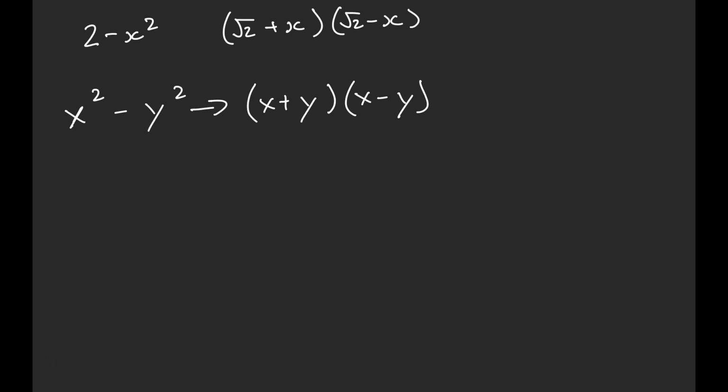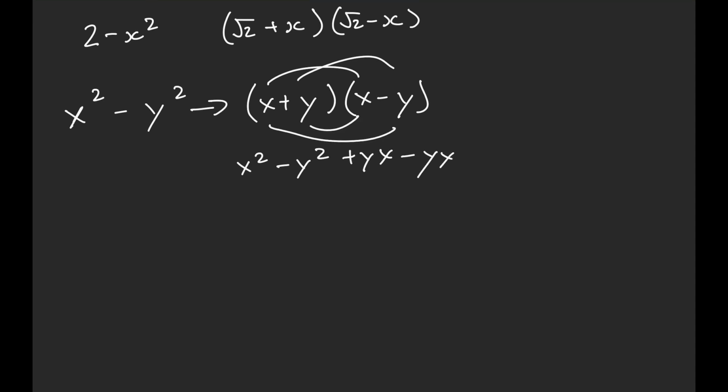You want to multiply it in and check it? Go for it. We have x squared minus y squared plus yx minus yx. These two terms cancel, and we're left with x squared minus y squared.